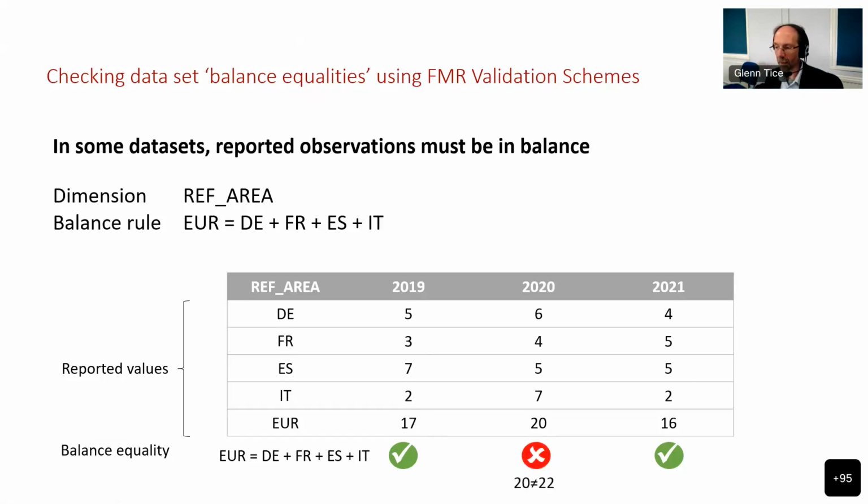However, 2020, there's a problem. So the sum of the values here is 22, and that does not match the value which is reported for Europe. So there is a balance equality there which is helpful to detect in these particular cases where the observation values must in some way be in balance with the data which is being reported.